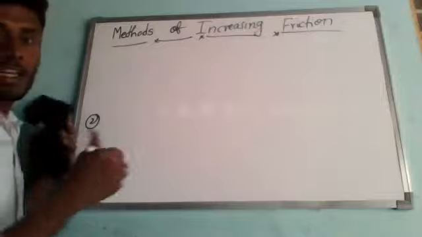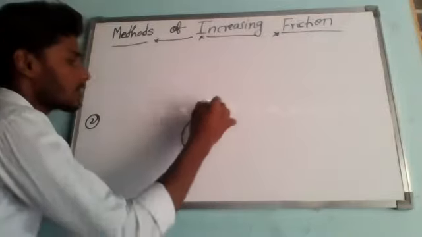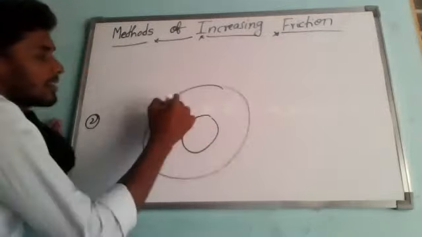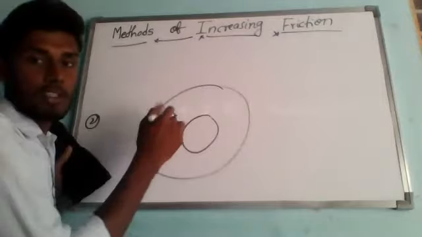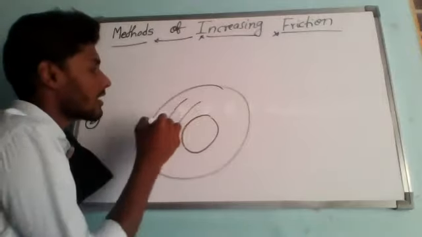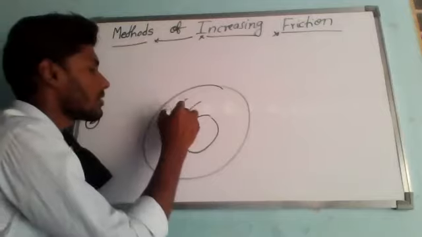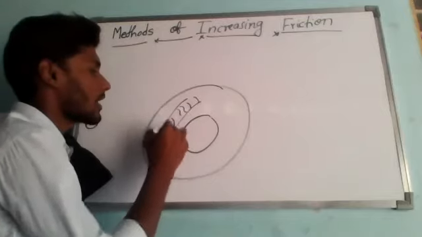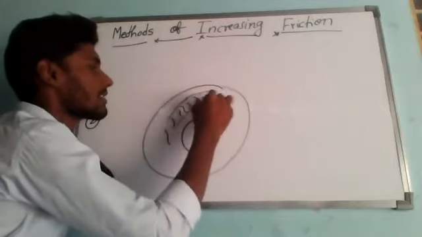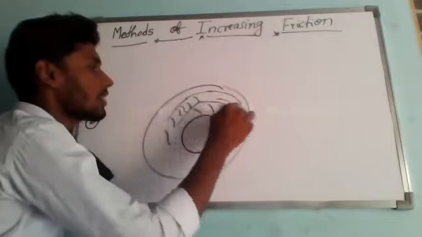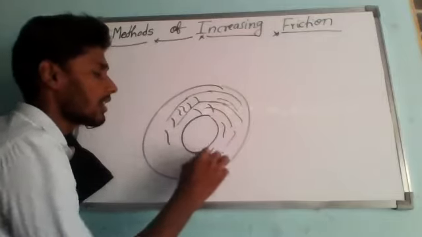If you observe any kind of vehicle tire, we know that its upper surface continuously has small depressions. We used to observe different kinds of patterns like this, on MRF tires or Apollo tires, and we can see different kinds of grooves.